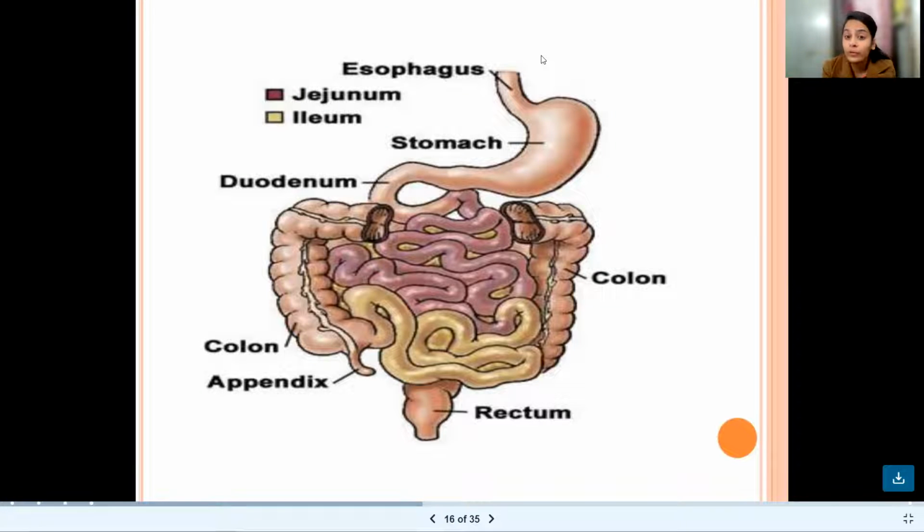Now, as the food reaches the stomach, you can see here that it's a sac-like organ, right? Its capacity is 1 liter basically. So the stomach holds the food, and it also acts as a mixer and a grinder.